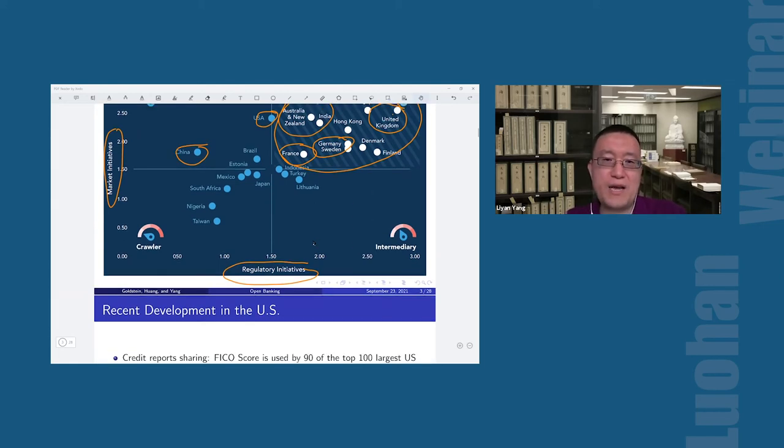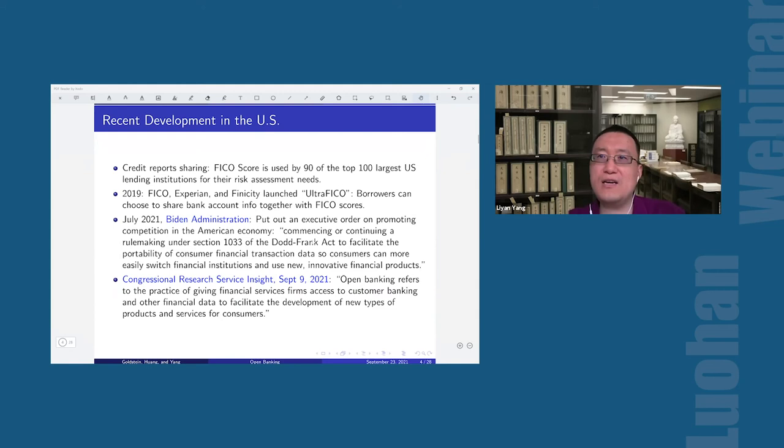In the US, if you think about data sharing, the open banking idea is not particularly new. In history, we have had data sharing about credit scores, like FICO scores. Also in 2019, FICO and two other companies launched the so-called Ultra FICO score, which is not only about FICO scores but also about bank account information. I think when Zhiguo presented a paper on open banking a few weeks ago, he talked about this part, the history of open banking in the US. And there is some recent new development about open banking in the US.